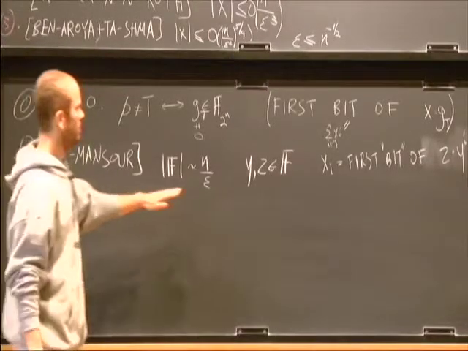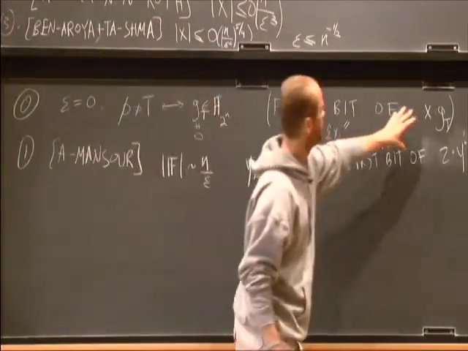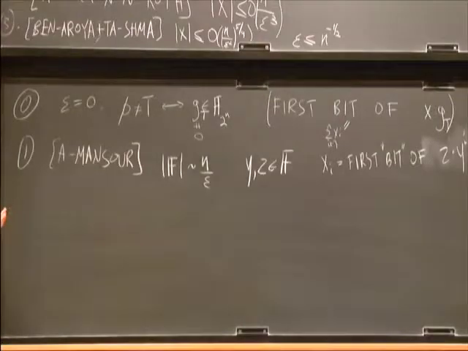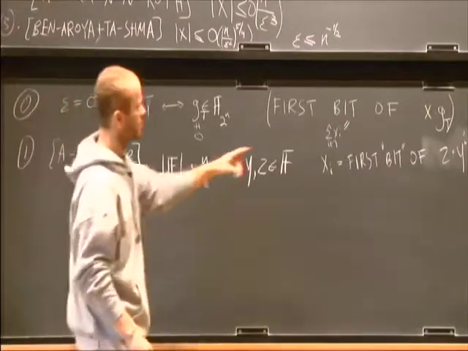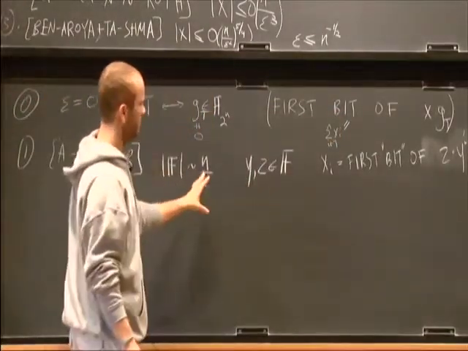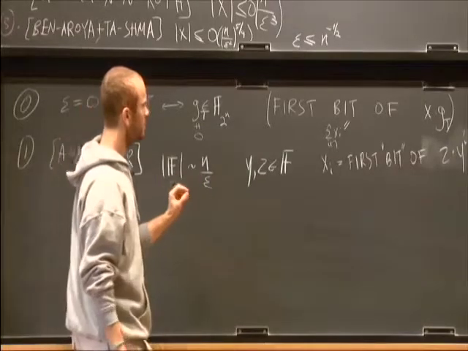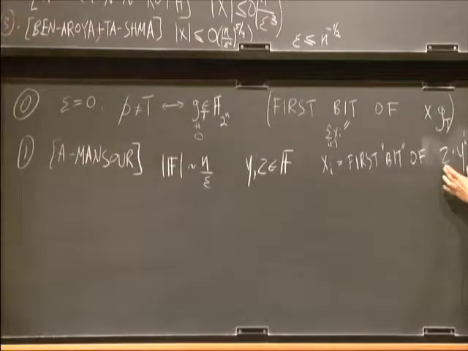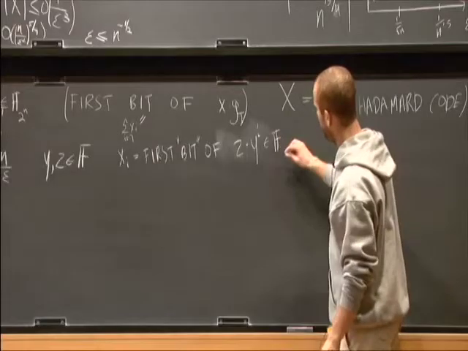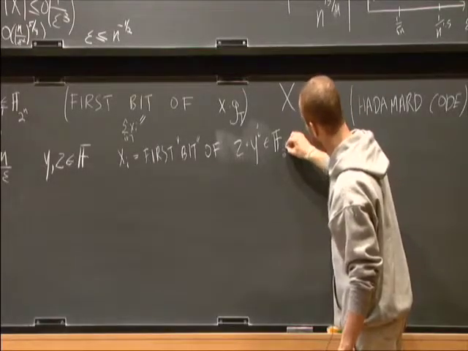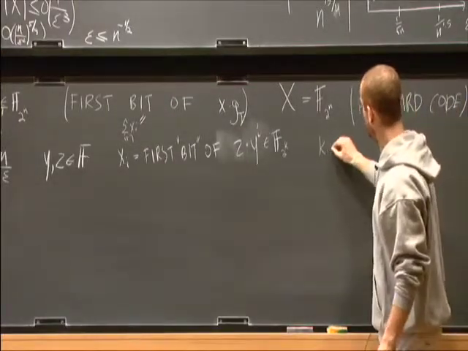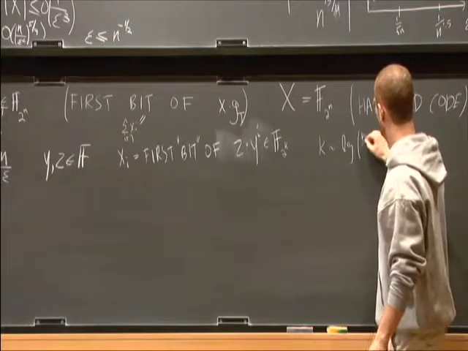So here I will also define it in this way. This is sort of an implicit definition of the set. So here it's actually explicit. So x_i will be the first bit of this number. And this field, let's say, is of size 2 to the k, where k is roughly log n over epsilon.